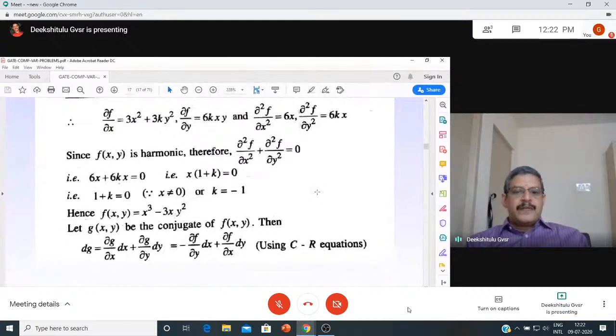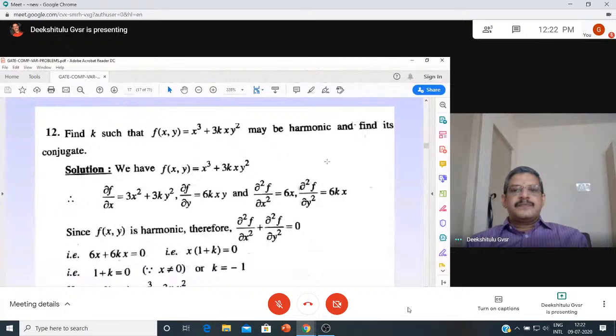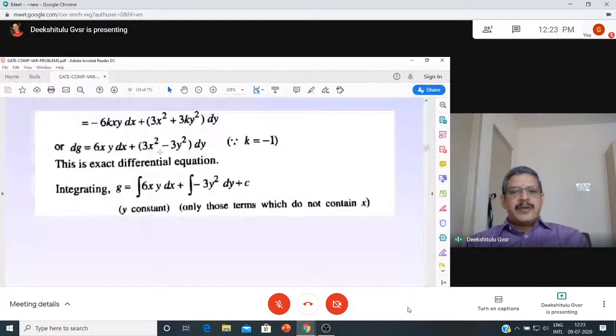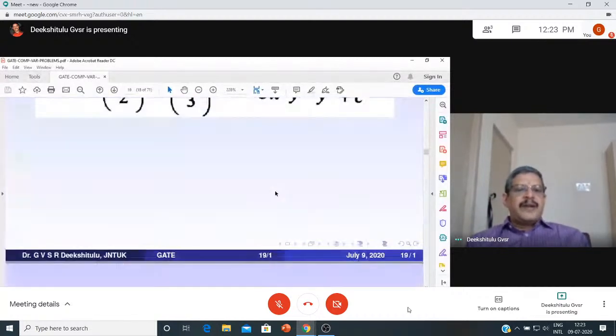So g(x,y) is a conjugate of f(x,y). So dg is ∂g/∂x dx plus ∂g/∂y dy. But by the CR equations, because a harmonic function means they are analytic functions, ∂g/∂x becomes minus ∂f/∂y, and so on and so forth. Then 3x² minus 3y² dy. So this is an exact differential equation, and integrating that you get g. Or else you can apply Milne-Thomson's method also.